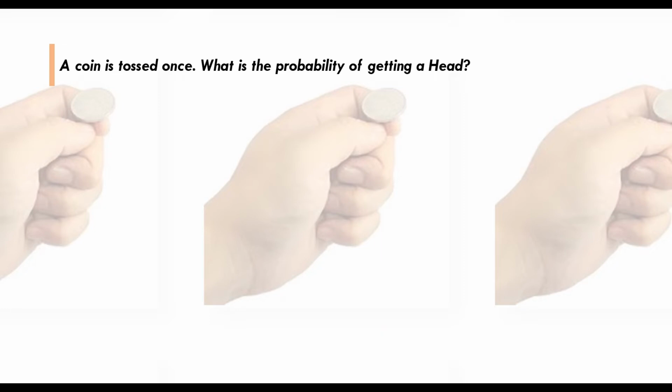A coin is tossed once. What is the probability of getting a head? When the coin is tossed once, the sample space will be {H, T}, and n(S), that is the number of elements in the sample space, is 2.